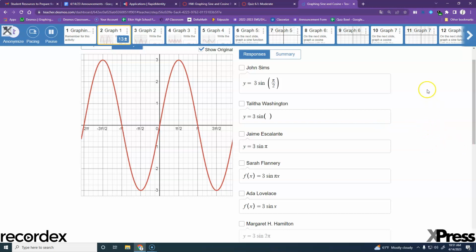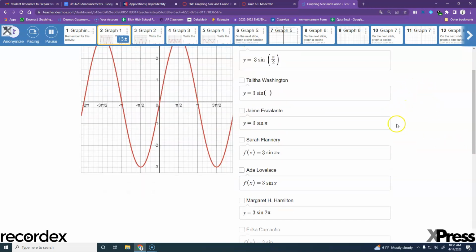So, for example, John, I'm pretty sure that's Jaime Escalante. I think that's the guy from the movie that I show in calculus sometimes. He wasn't really like a mathematician. He was a teacher.